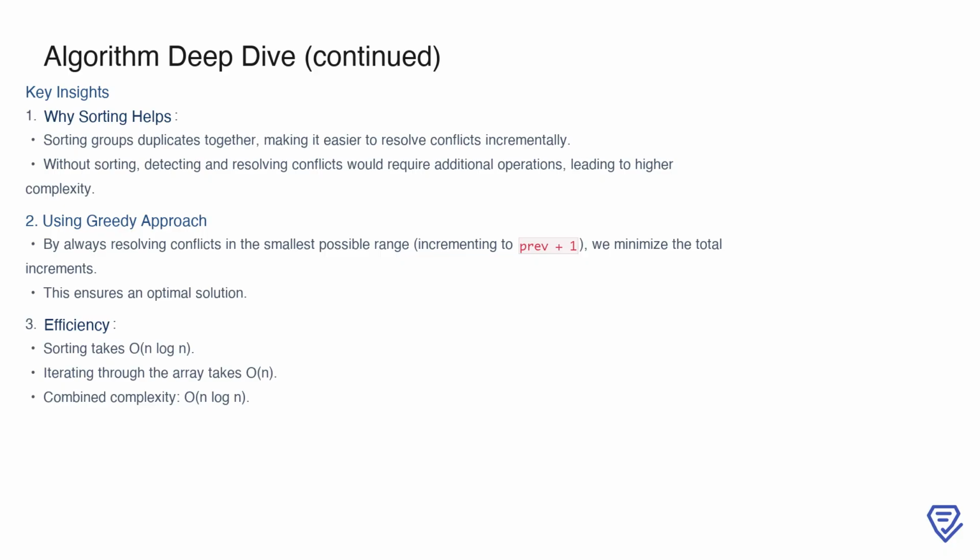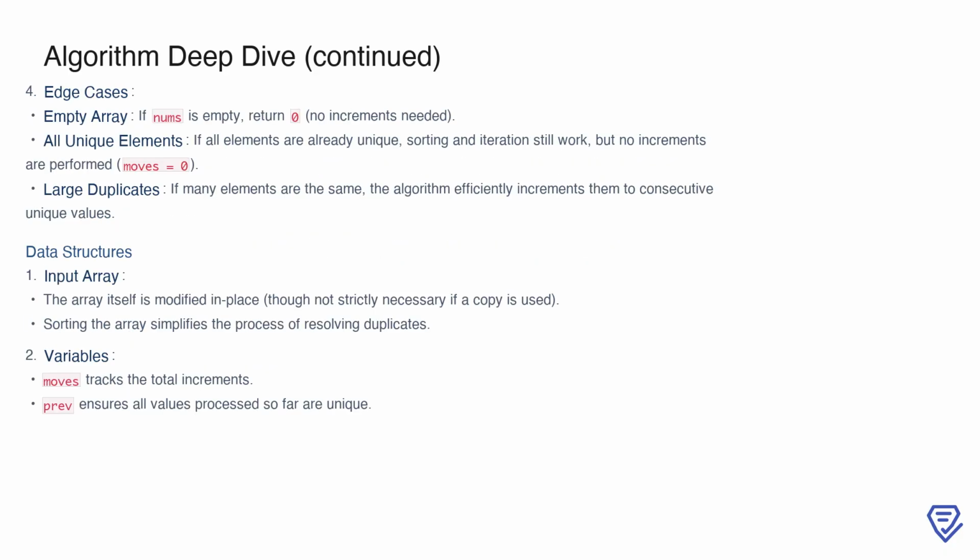Combining these, the overall complexity of the algorithm is O(n log n), making it efficient for large inputs. When implementing this algorithm, it's important to consider edge cases that could affect its behavior. For instance, if the input array is empty, there are no elements to process, so the function should simply return 0 since no increments are needed.